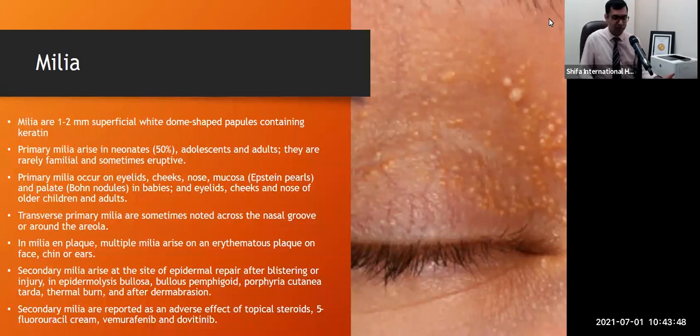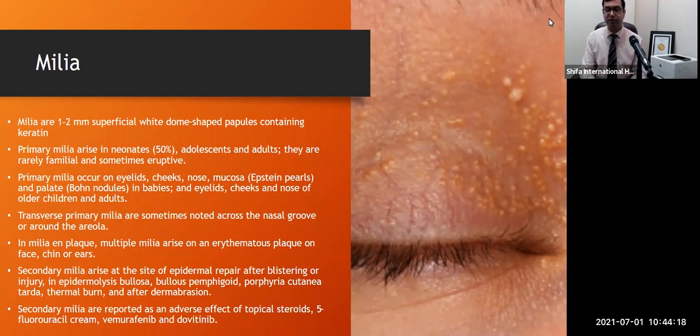One, you can use urea containing moisturizers. You can use salicylic acid based products, if not very close to the eye. You can cautery them if there are two or three. Some people will use mild surgical options, including, like I've mentioned, cautery, and some people squeeze them out themselves.